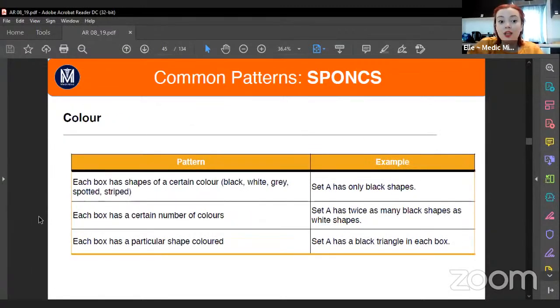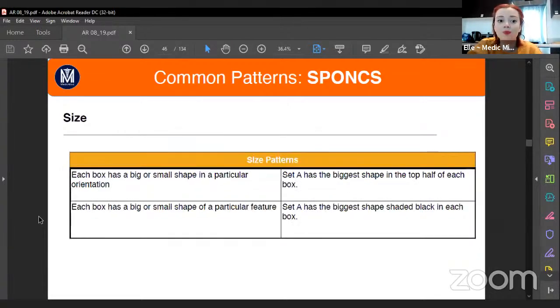Then we've got color. Tips that you might be looking at color would be if you've got gray shapes involved, because they're not very common, or if you've got spotted or striped shapes, that might be a hint. Or it can just be you've got black and white shapes and you notice a relationship between them. So always twice as many black shapes as white. Or does it relate back to the shapes again? So always a black triangle, for example. So those are some color patterns, and those tend to be some of the easier ones to spot.